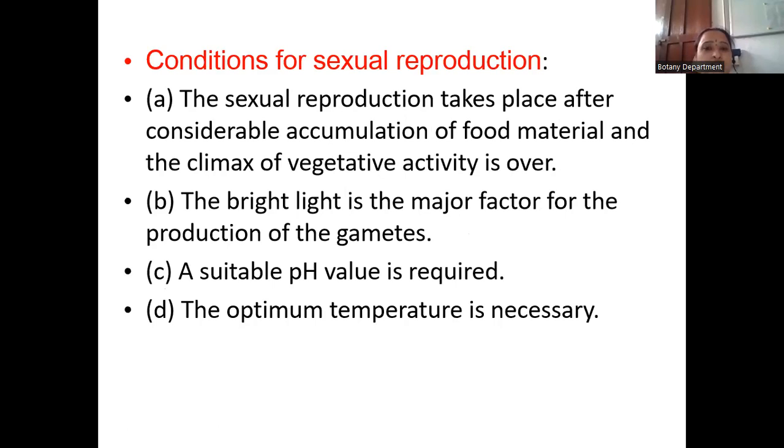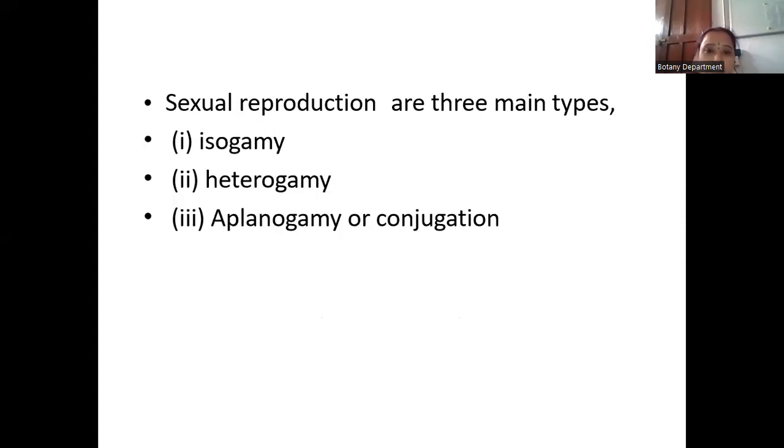The first condition takes place after considerable accumulation of food material, and when the climax of the vegetative activity is over. The second one, bright light, is also most important. Where the light is there, the algae grow in that place only, and that's where sexual reproduction occurs. Bright light is the major factor for the production of gametes, and pH value is also required, and optimum temperature is also very necessary.